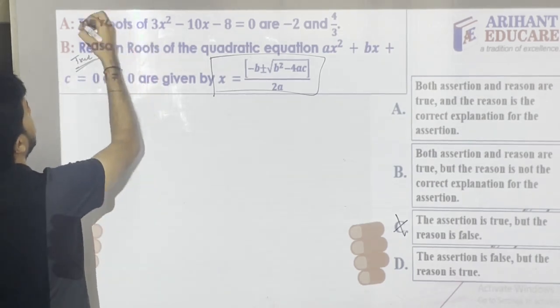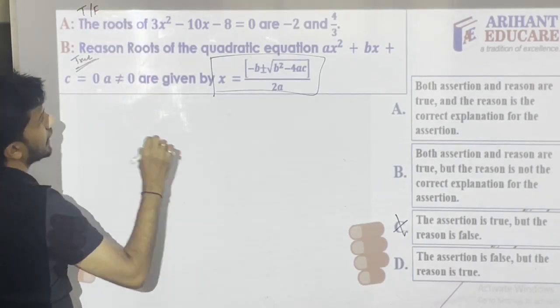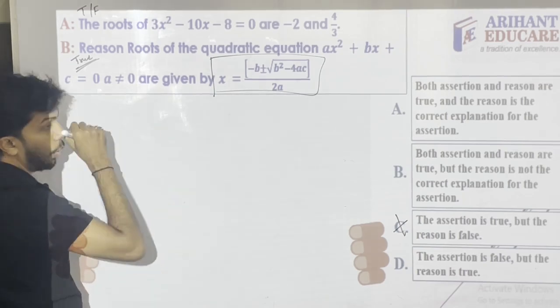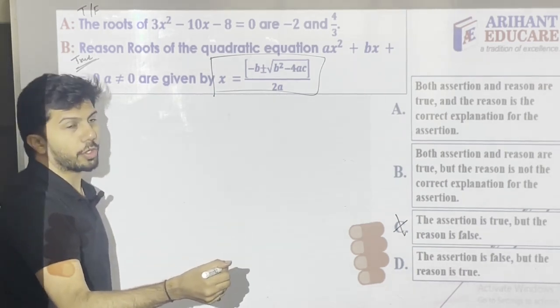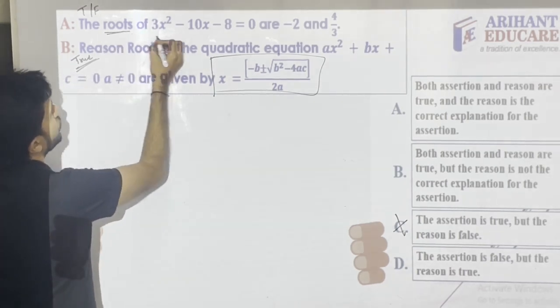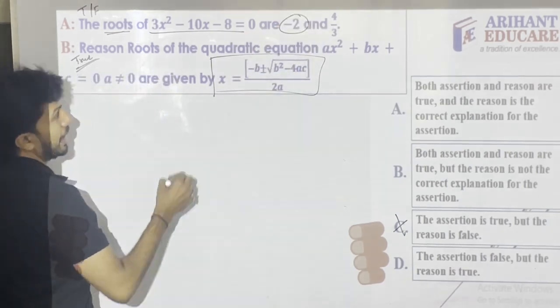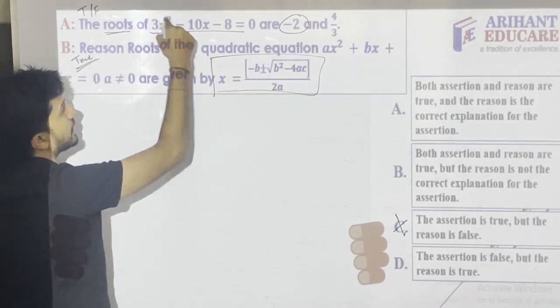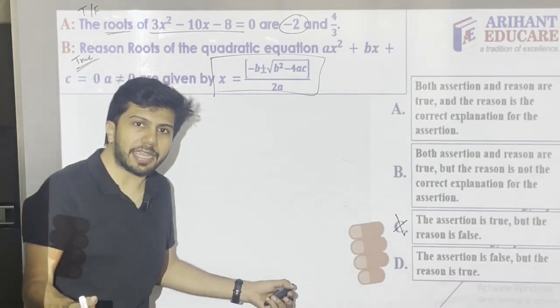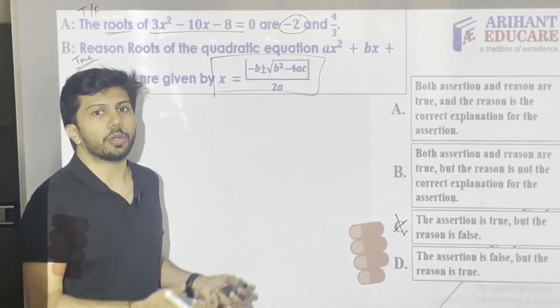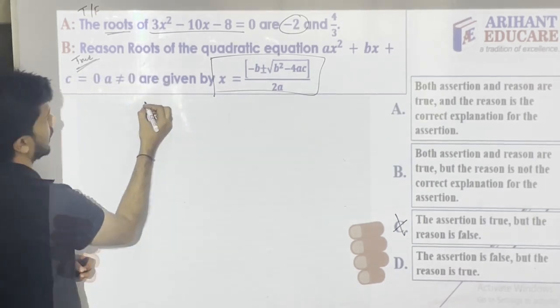Now let's check, is our assertion true or false? Let's try to understand whether our assertion is true or false. How to check whether it is true or false? They have said roots of this equation is this. Let's try to substitute this into this and check, are we getting 0? If we get, then both are true. If we don't, then only reason is true. So let's try it out.